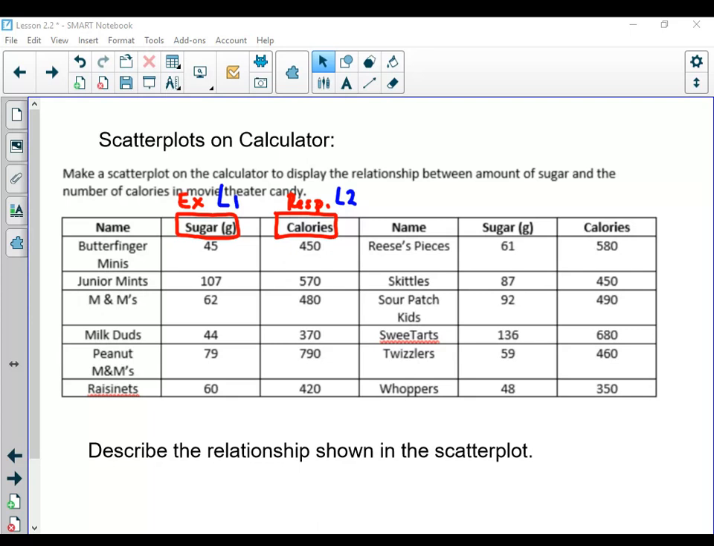The X maximum, what was the largest amount of sugar I had? 107. Was that the most from both of them? Oh, we had 136 over here. So I want to choose a value that's bigger than 136, so I'm going to go up to 150. If I'm going from 0 to 150, what might be a good scale? Good interval. You want to go by tens? So I'm going to make the X scale 10.